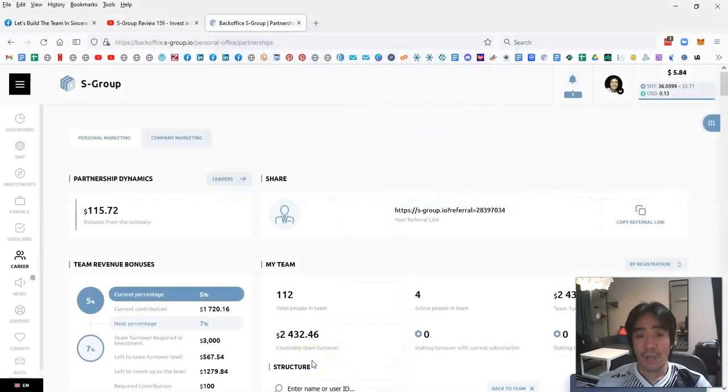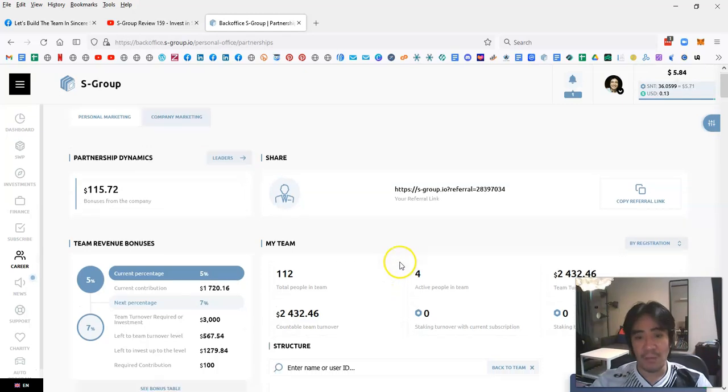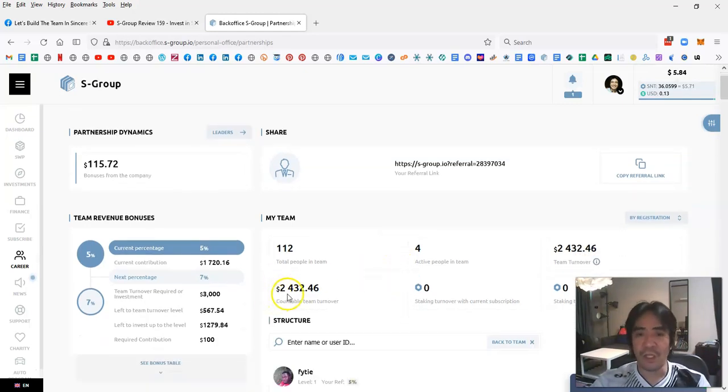Now I have 112 people in my team, and so far I have 4 active members, and my team turnover is $2,432. This is the same as the sales, and once it reaches $3,000, I can level up to the next level, which is the 7% commission level. Okay, so let's go to the dashboard.